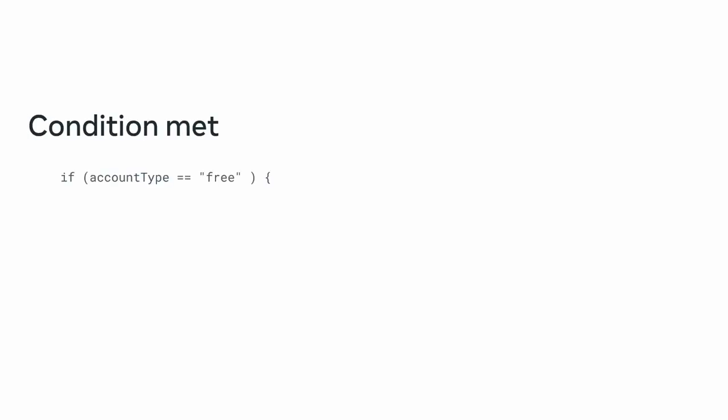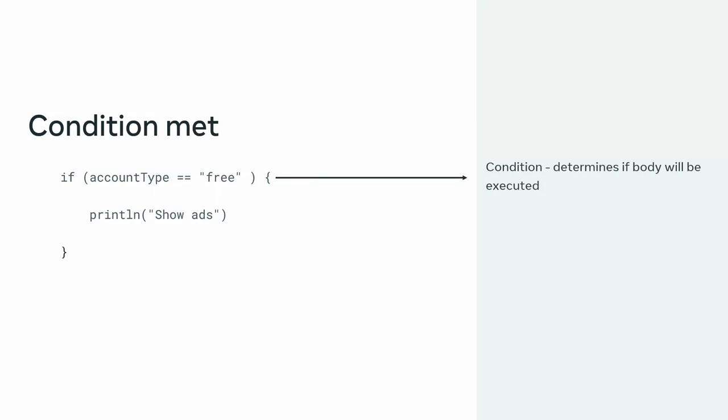Using the same code, I open the curly braces and here I specify the body, which is the code that should be executed when the condition is met. Here, the code in the body will print the string show ads. Don't forget to close the curly braces.